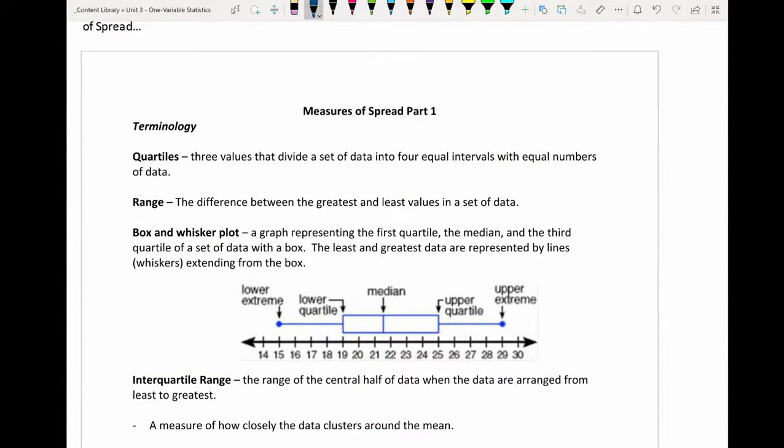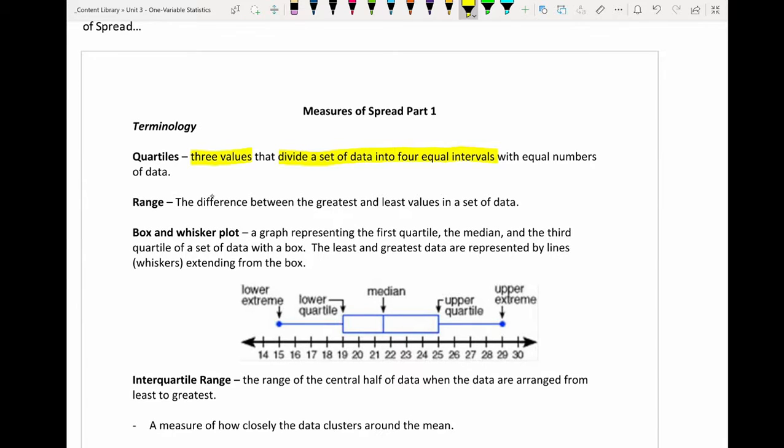In today's note, we are going to look at the measures of spread. And before we get into that, we're just going to look at some terminology, just of some things we are going to be looking at as we go through the note. So the first is quartiles. What quartiles are: they are three values that divide a set of data into four equal intervals. So basically three numbers that divide our data into four equal parts.